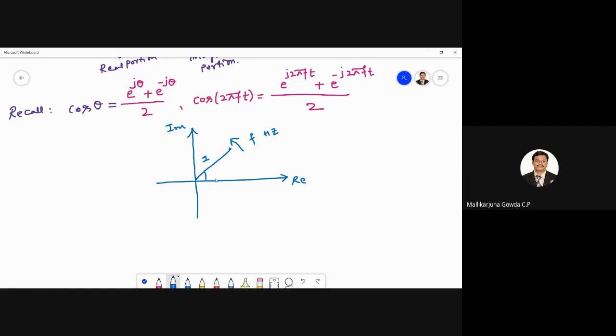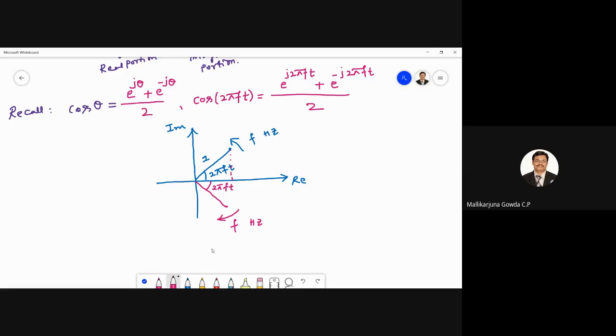And this one is 2 pi f t. Is it fine? E power j 2 pi f t. Similarly, next one: e power minus j 2 pi f t means what? Together I will get cos 2 pi f t. This is the phase I can write for e power minus j 2 pi f t, so this will be rotating in clockwise direction. At what rate? F hertz, that is f cycles per second.